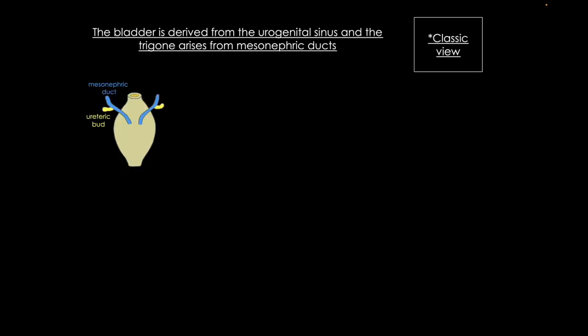So this is the classic view of how the ureter achieves that separate entrance. And the classic view really is that the bladder comes from the urogenital sinus, which is endoderm, and the trigone of the bladder comes from the mesonephric ducts. And I'll explain why that might not be true in just a minute. But let's go over this view because it's still tested on the boards. And so I want to make sure that you have an idea of how it occurs.